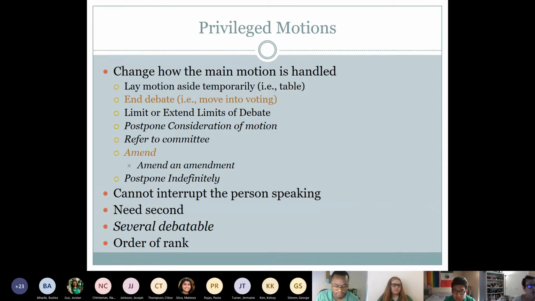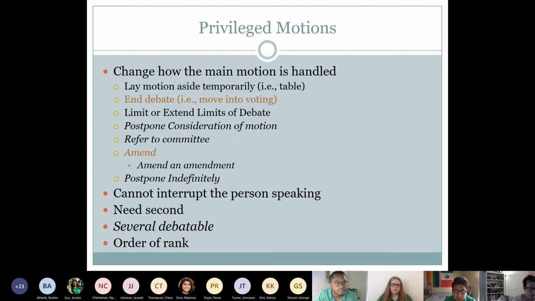And then this is a little more of an advanced concept, and I'll show you how this works in a little bit, but I've listed, from lay motion all the way down to postpone indefinitely, those in order of rank from high to low, which means that if any one of these motions is ever pending, you cannot make a motion that falls below it. You can only make a motion that is above it, which is a higher ranking motion. Okay, and again, I'll talk a little bit more about that in a minute.